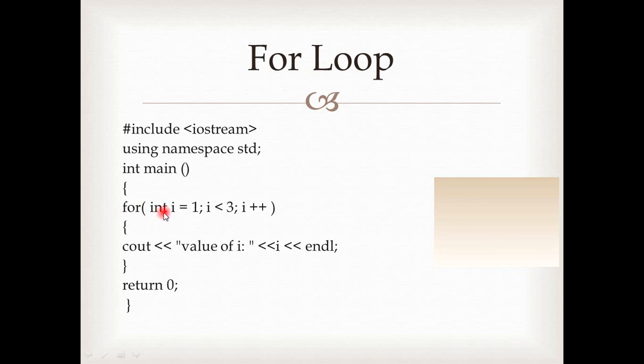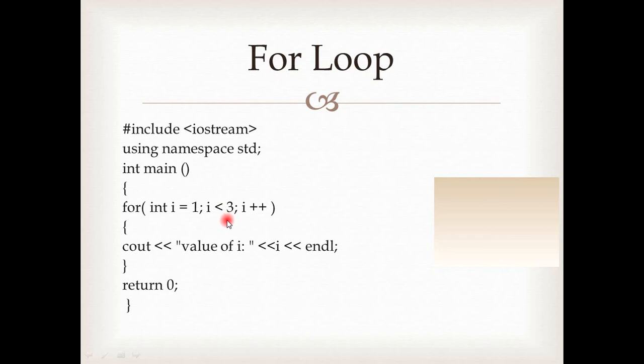You have not initialized I with any data type before, so you can initialize inside. You are having your data I which is equal to 1, which has a data type integer. So inside the for loop you are using int i equals 1. This is my initialization part. And next comes the condition: i is less than 3.